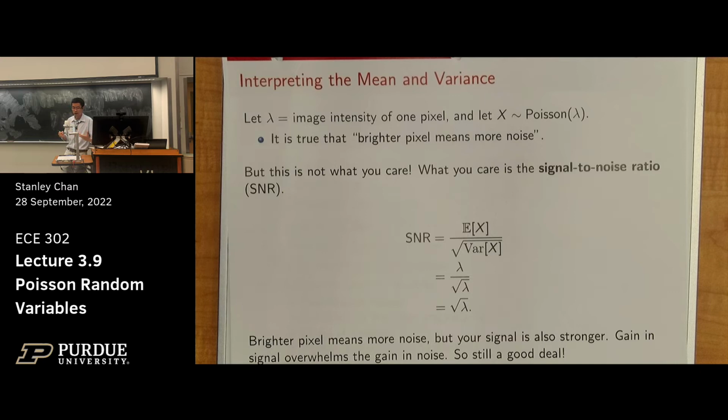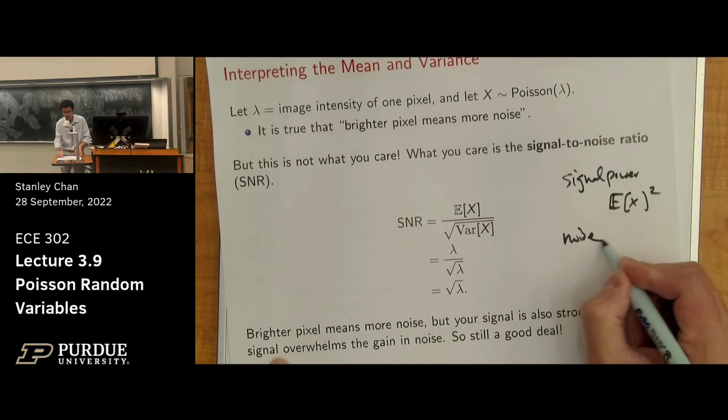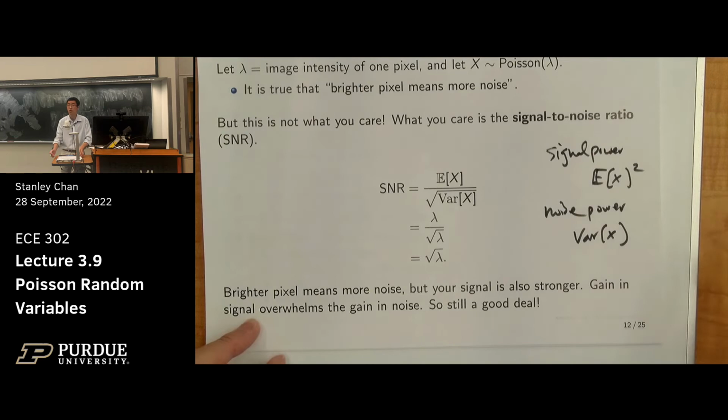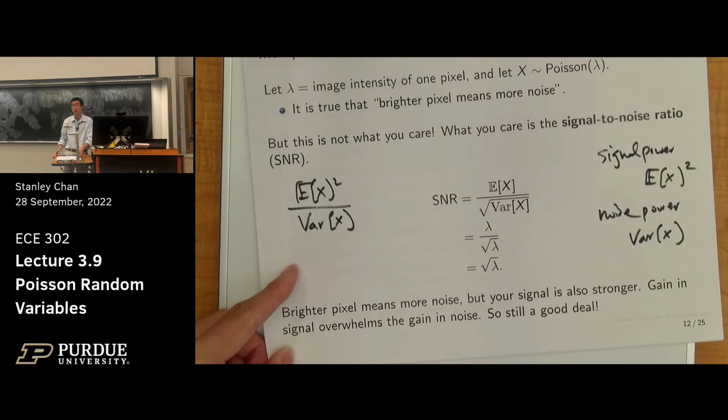So how do you define the signal power? Well, the signal power is usually just the expected value of x squared. The noise power is the variance of x. So that's the signal power divided by the noise power, right? So now the SNR has to be defined as the expected value of x squared divided by the variance of x. Right? So that would be the SNR.